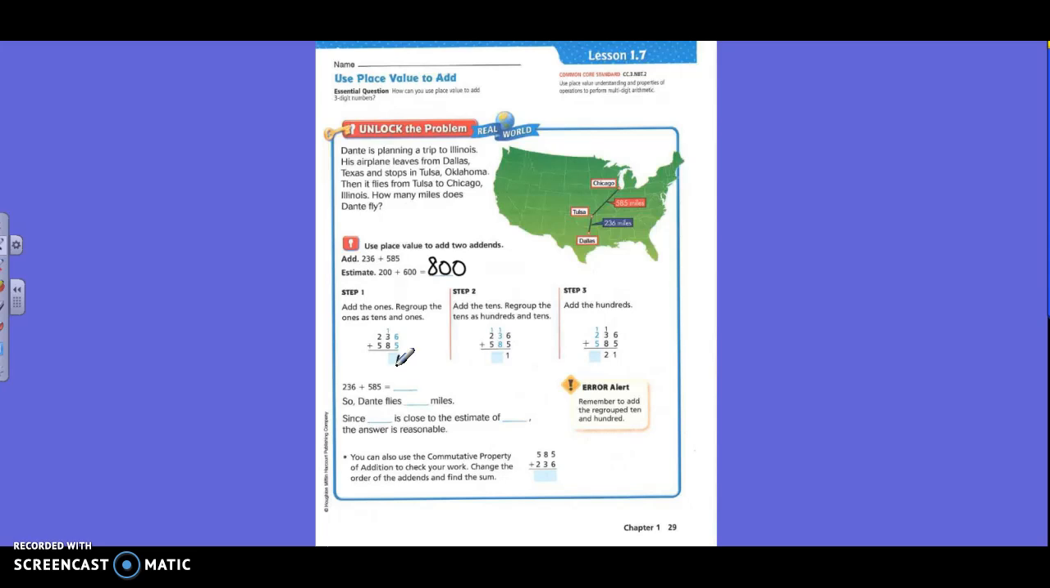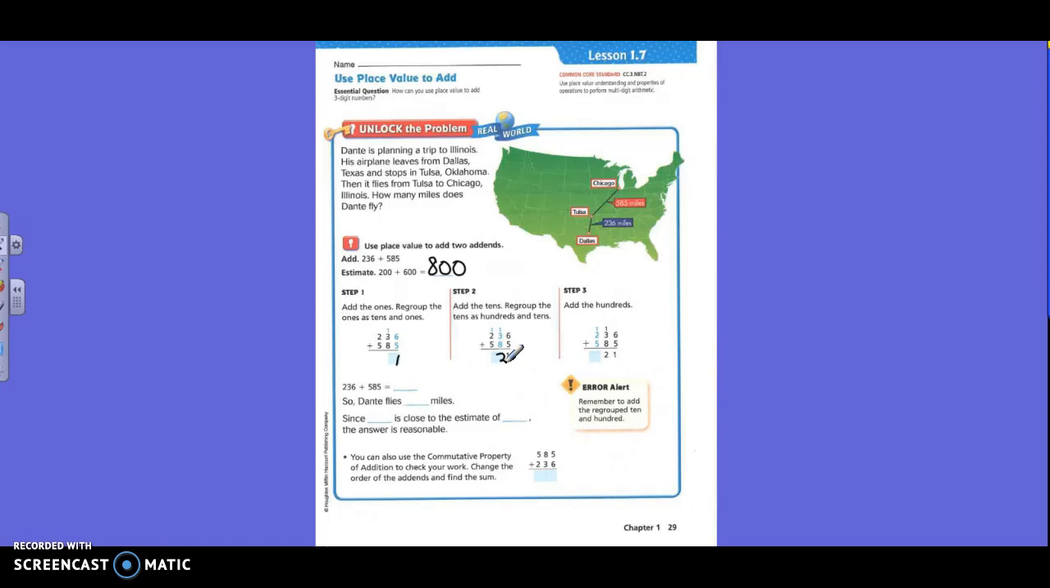Step 2, add the tens. So you're adding 3 and 8, and then the 1 that you carried over. What is 3 plus 8 plus 1? 11. Okay, hold on. 8 plus 3 equals 11. Add 1 more. That is 12. It's okay, because they added the 1 for you. That's why.